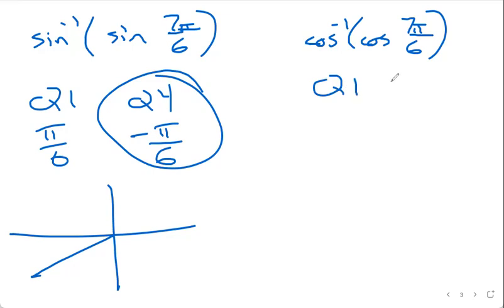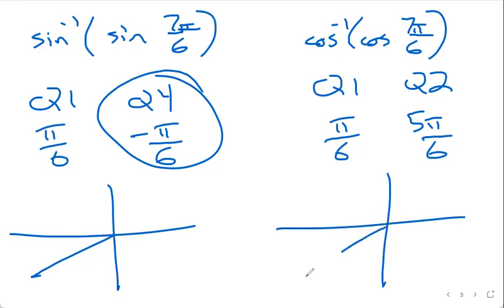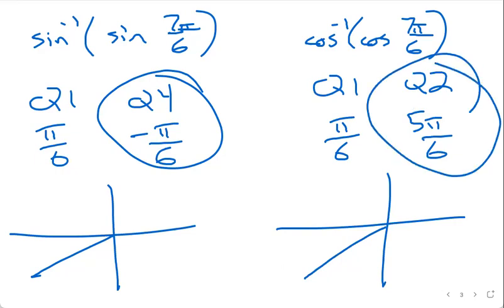Similarly, for cosine, you're either in quadrant 1 or quadrant 2, so you're either pi over 6, the reference angle, or 5 pi over 6. It's not the same as over here. Well, 7 pi over 6 is in quadrant 3, where cosine is negative, so therefore the answer has got to be 5 pi over 6.